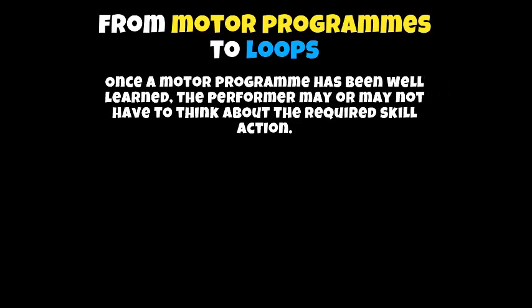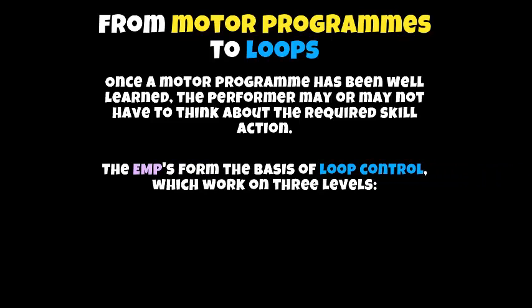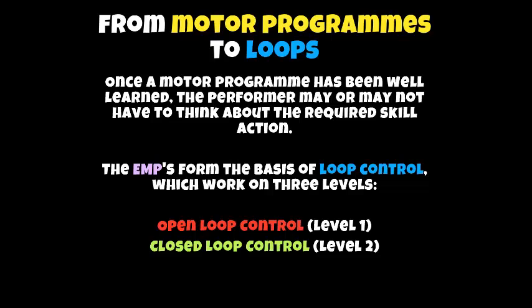Once the motor program has been well learned, the performer may or may not have to think about the required skill action, so it could become subconscious, could also become conscious. So your executive motor program that we learnt last week forms the basis of what we call loop control, and this was designed by a guy called Adams, and it works on 3 different levels. This is the theory anyway. Open loop control, which is what we call level 1, closed loop control, which is what we call level 2, and a second level of closed loop control called level 3.